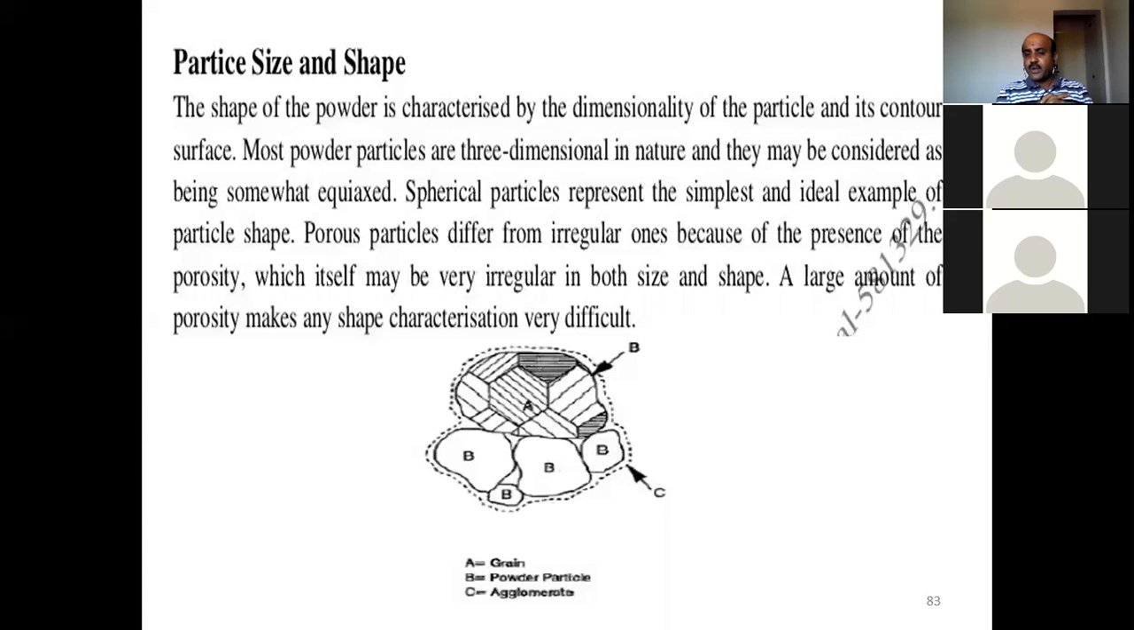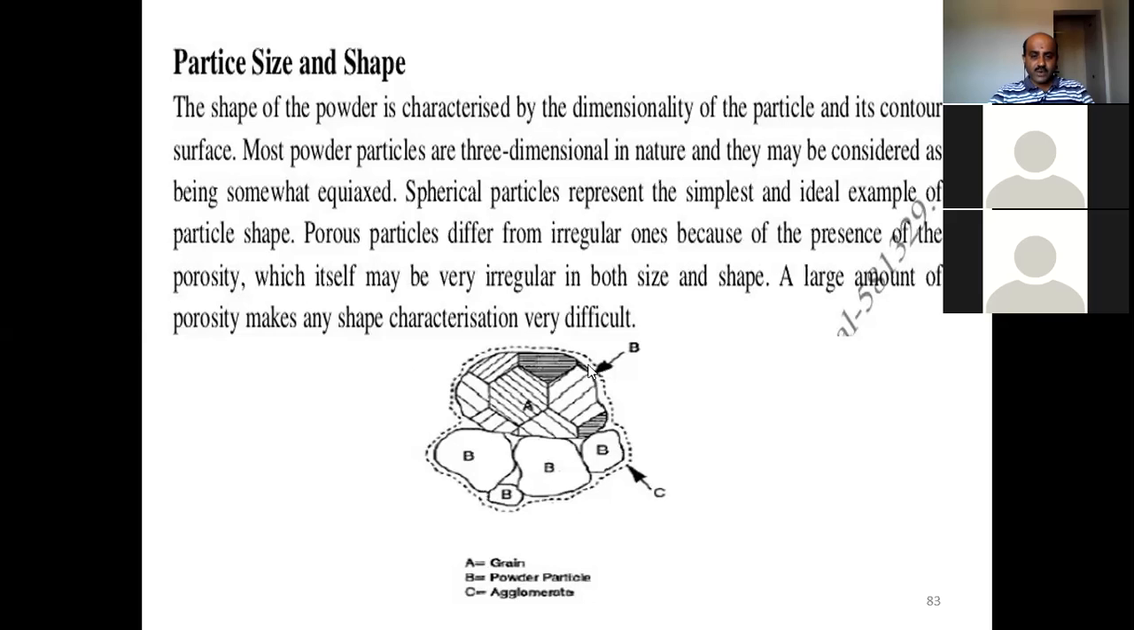Porous particles differ from irregular ones because of the presence of porosity. So we cannot say the particles are irregular because of their porosity; porous and irregular particles are different, and porous ones may be very irregular in both shape and size. A large amount of porosity makes any shape characterization very difficult. If you have 80% porosity, shape characterization will become more difficult. Therefore, you should be very careful while defining what percentage of porosity is required in the final product.